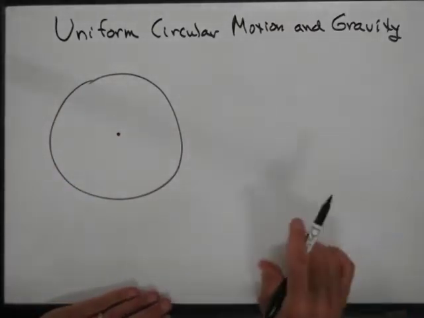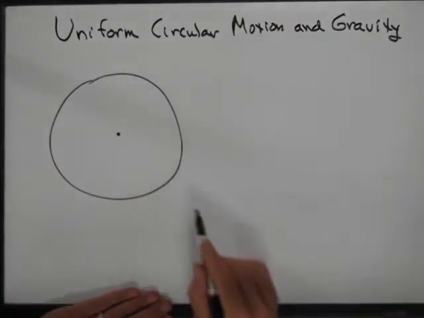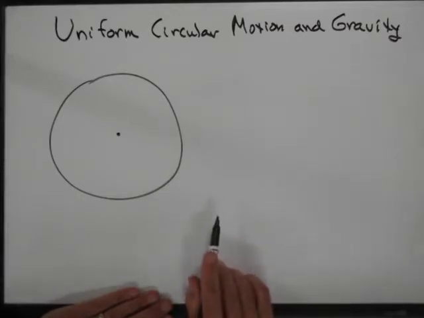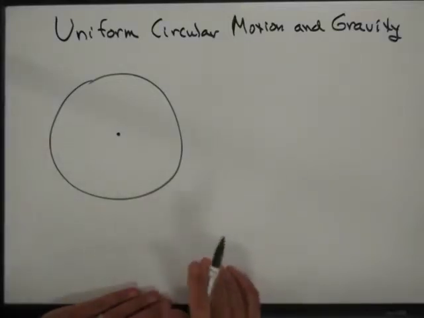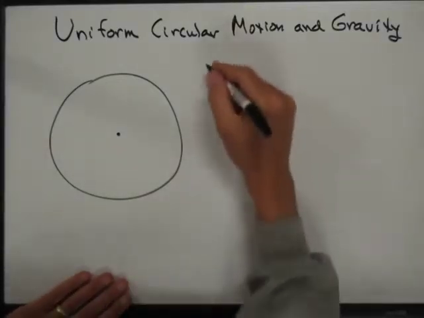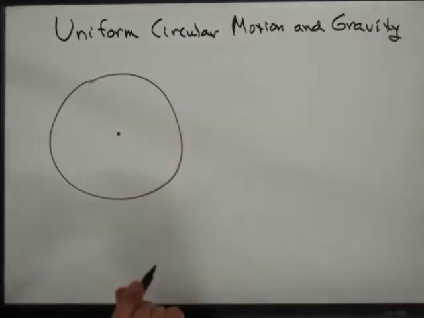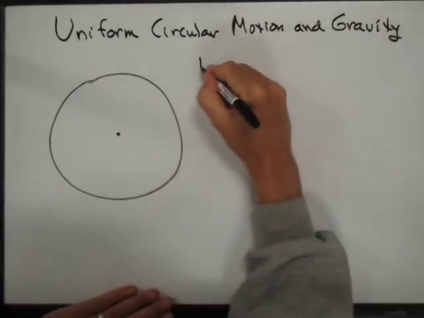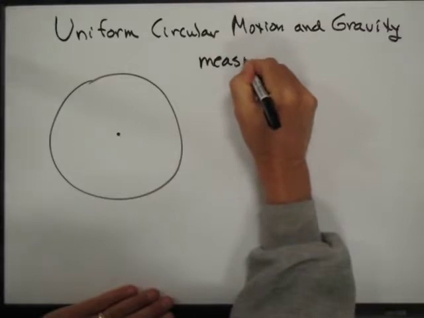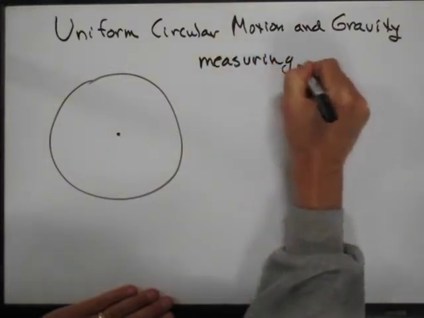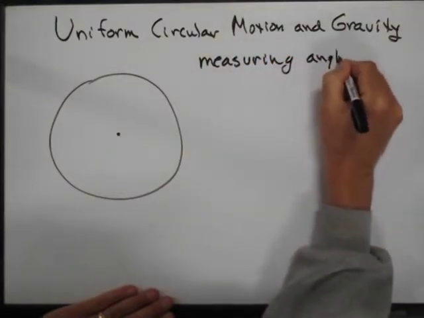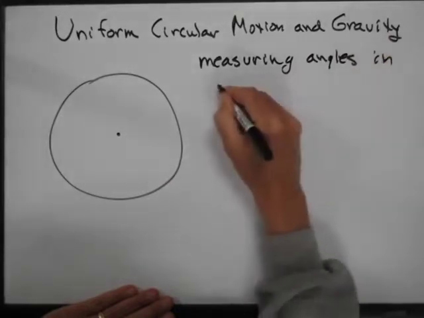And there are lots of other things. Cars on clover leaves and stuff are moving roughly at constant speeds in circles. So it shows up a lot. Anything that's spinning, a wheel, will often do that. And so we're going to start out with a little section on measuring angles in radians.